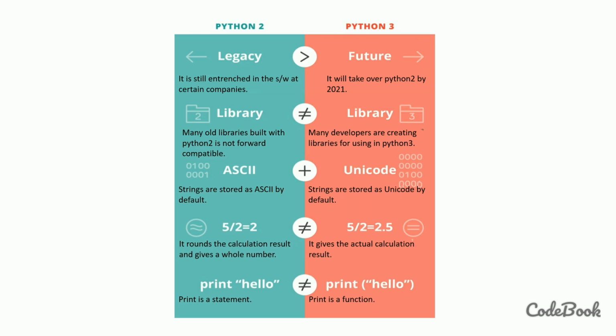The next difference is print. In Python 2, print was a statement, but in Python 3, print is a function. We'll talk about print in the later videos of this video course.